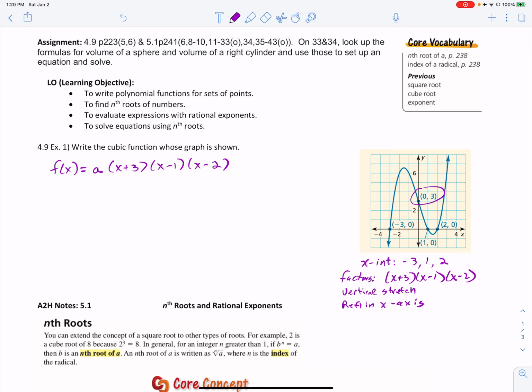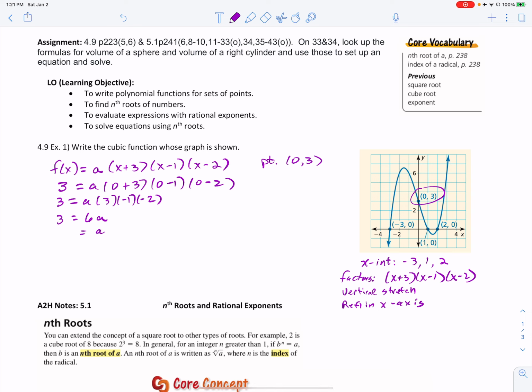Now what we do is we are going to plug in that other point that was not one of the x-intercepts for y and for x and solve for a. So y will be 3 when x is 0. And solve for a. We're getting 3 is equal to 6a. Divide by 6, be careful, it'll be 3 over 6, which reduces to 1/2.